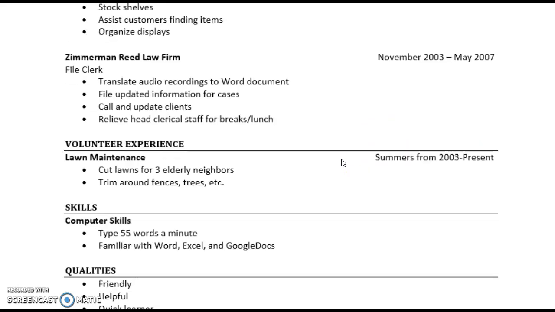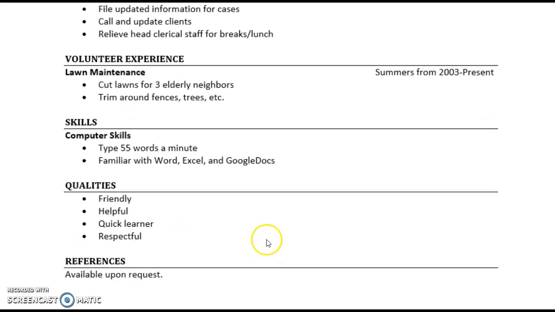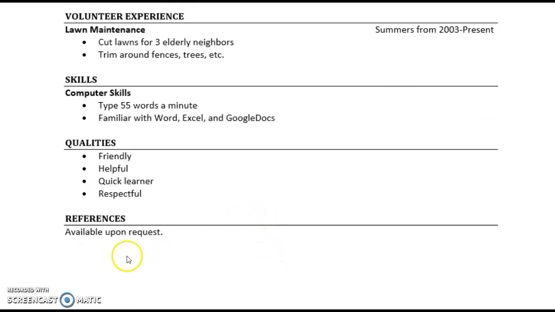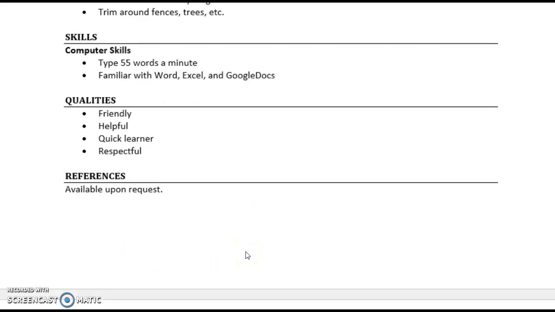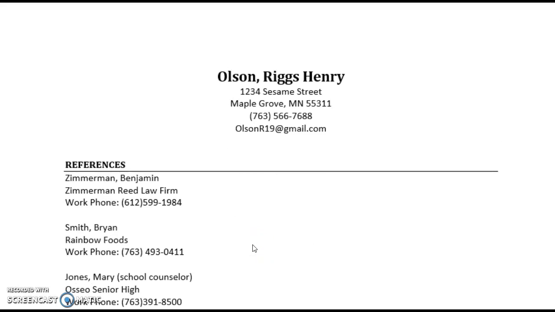And we've eliminated some of the categories we didn't need, so we're focusing on computer skills and qualities, which is excellent. And it's spaced out nicely on the page. So then we have references available upon request. The other thing I like to do is provide your potential employer with two pieces of paper that both have your contact information at the top. That is a good idea.